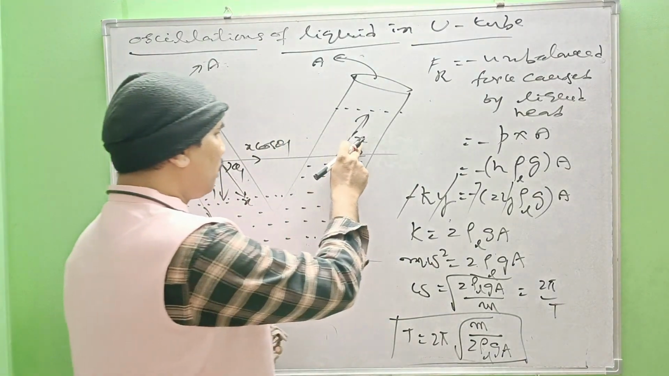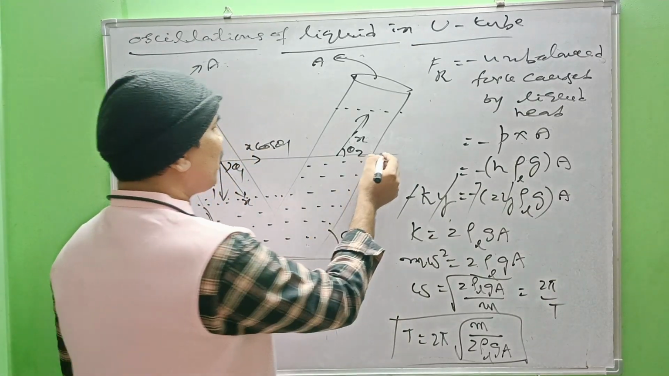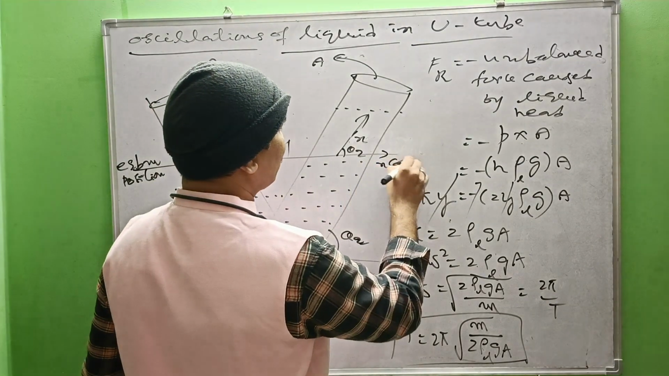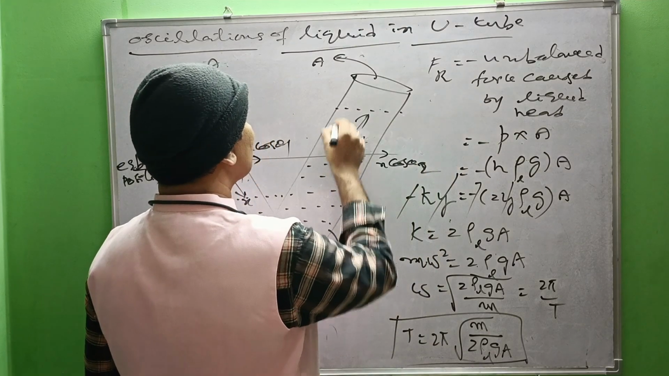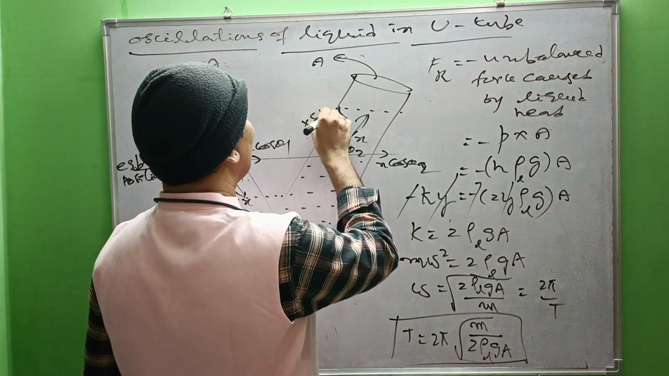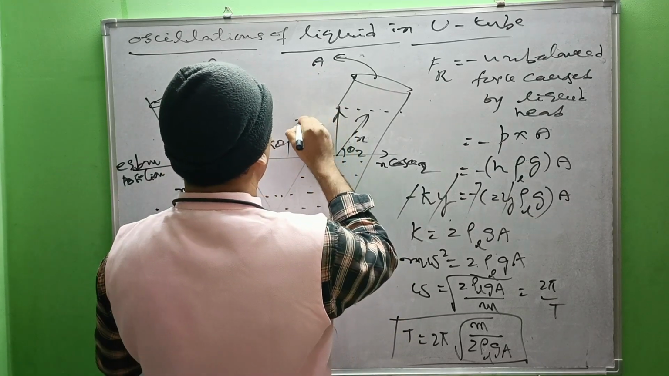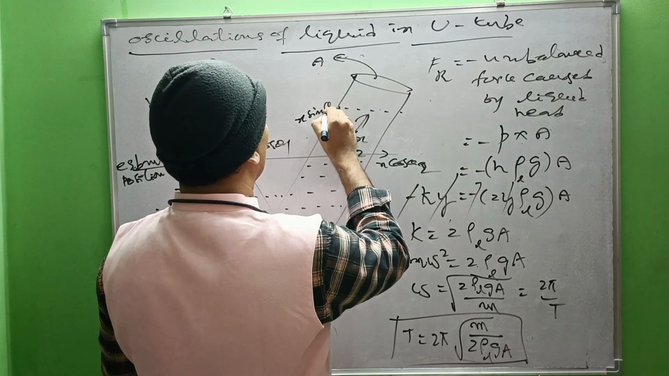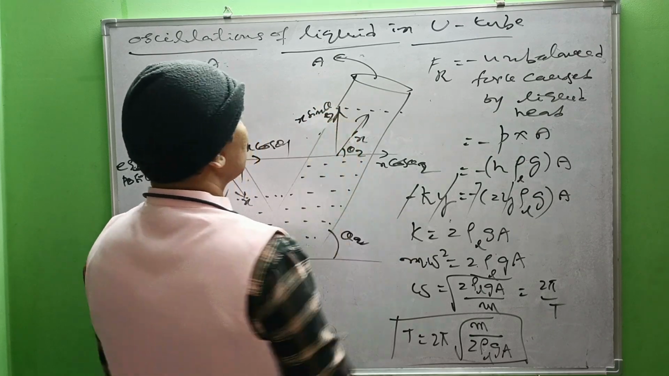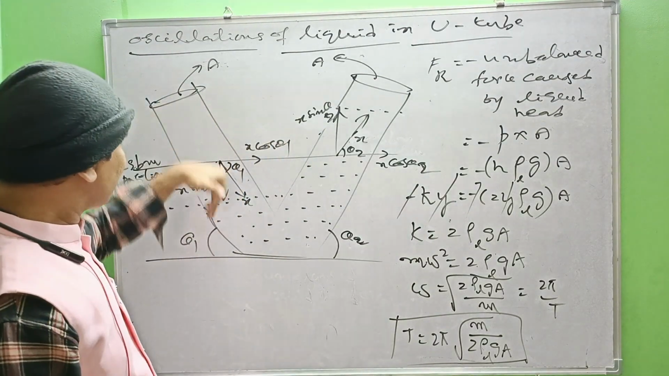Here also, x is to be resolved into two mutually perpendicular components. One is x cos theta 2, and the vertical component is x sin theta 2. So x cos theta 2, x sin theta 2. Here x cos theta 1, x sin theta 1.